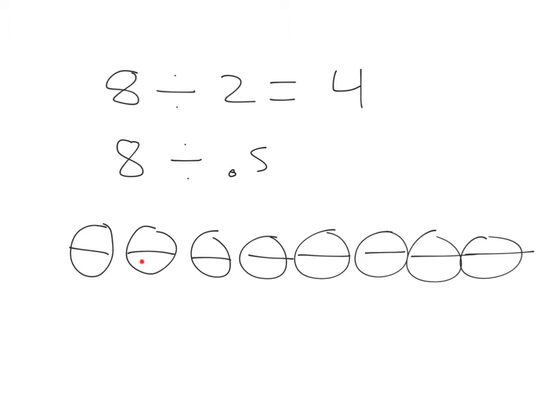So here I've drawn 8 whole circles, split into halves. How many halves can I take out? 1, 2, 3, 4, 5, 6, 7, 8, 9, 10, 11, 12, 13, 14, 15, 16. So 8 divided by a half equals 16. Try and let that sink in for a minute. It seems a bit weird, but because we're saying how many of these less than 1 pieces can we take out of this number, our answer is actually going to be larger.